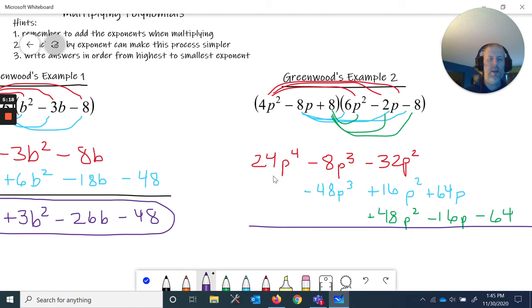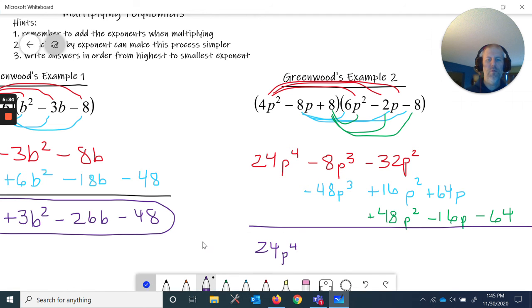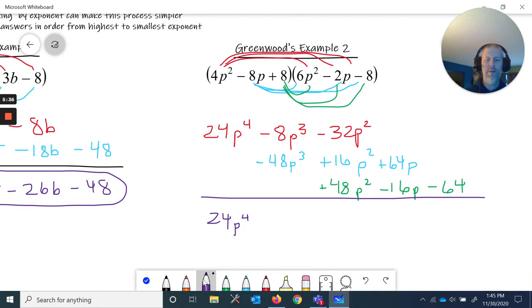So let's do our stacking strategy now to add, going from highest exponent to lowest exponent and combine our like terms. So we just have a 24p to the fourth. And we have negative 8 minus 48. That's going to be negative 56p to the third. Remember, we're not adding the exponents when we add. We only add the exponents when we multiply. So negative 32 plus 16 plus 48.